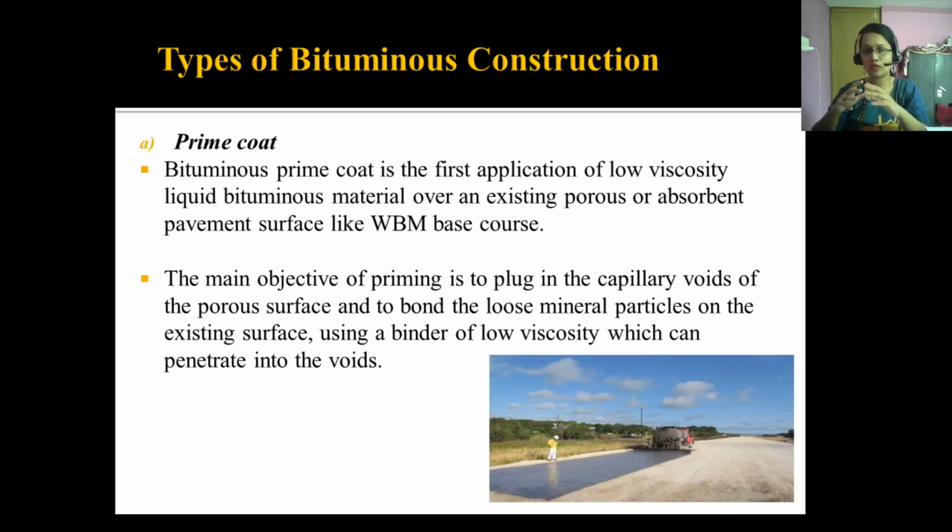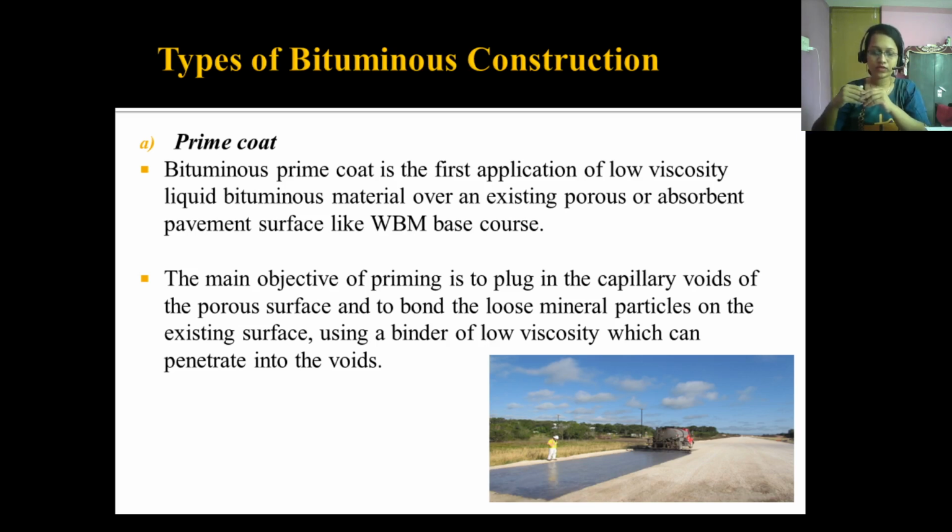Under this we have the prime coat. So what is this prime coat? As the name suggests, prime coat is the first application of a coat of low viscosity liquid bituminous material over an existing porous or absorbent pavement surface like the WBM base course. Its main objective is to plug the capillary voids of the porous surface and to bond the loose mineral particles on the existing surface using a binder of low viscosity, which can penetrate into the voids.